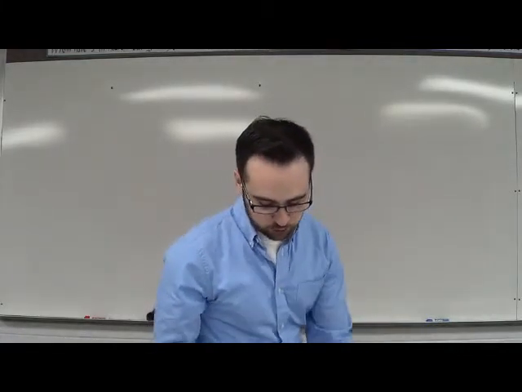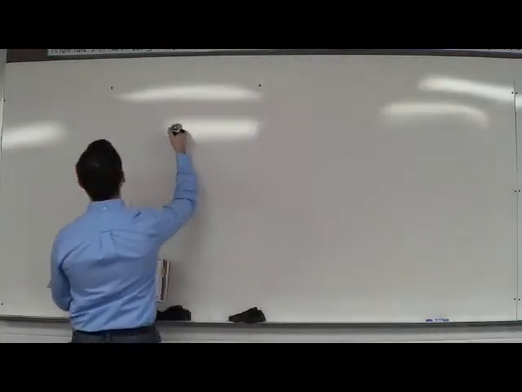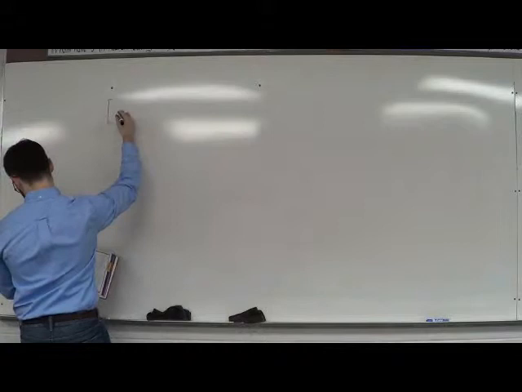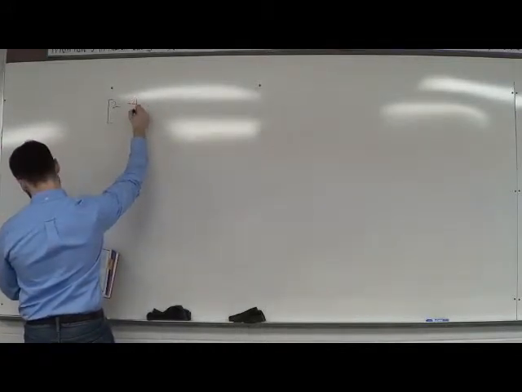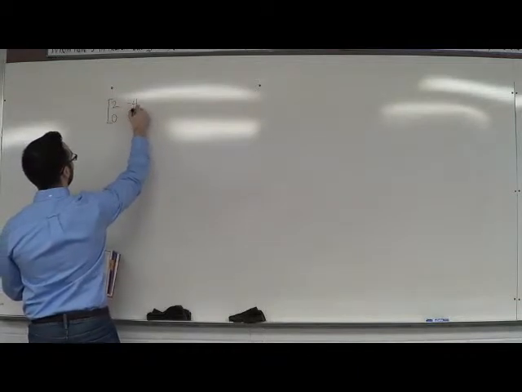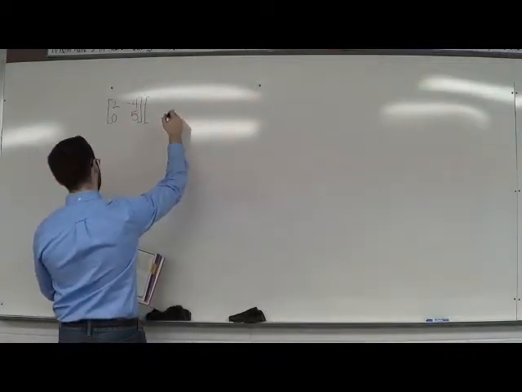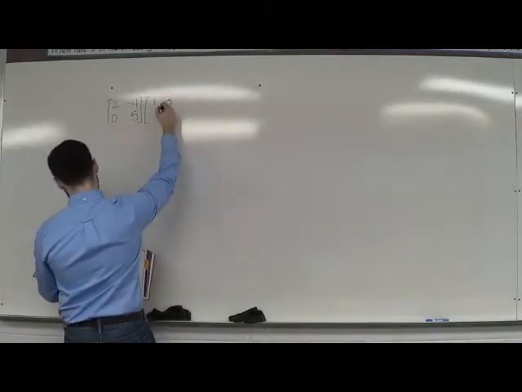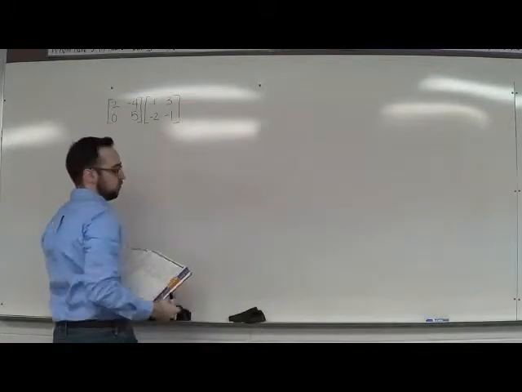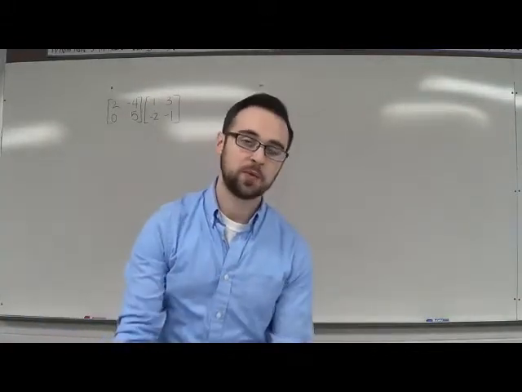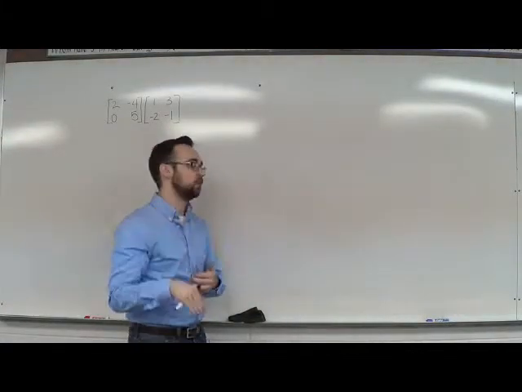We'll start with a 2 by 2. We'll start with 2, negative 4, 0, and 5. We're going to multiply that by another 2 by 2 of 1, 3, negative 2, negative 1. So remember, when we multiply matrices, you move across the first one and down the second one.